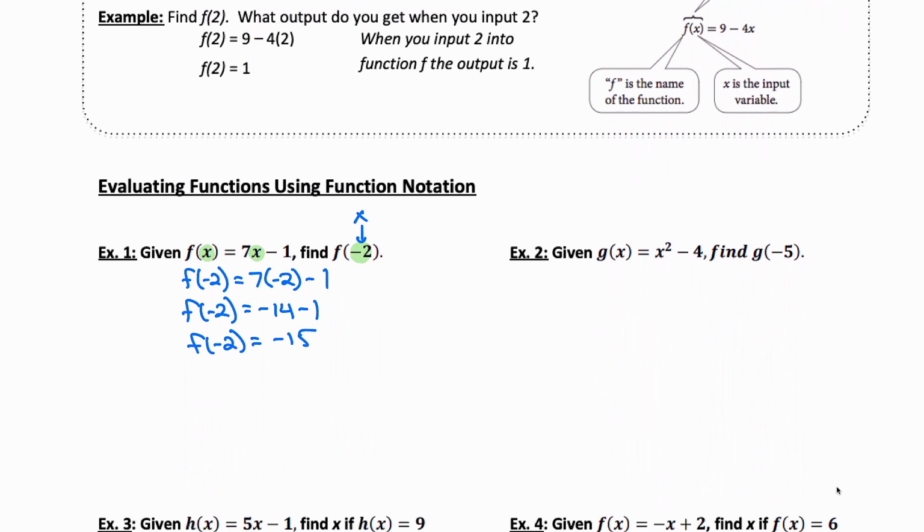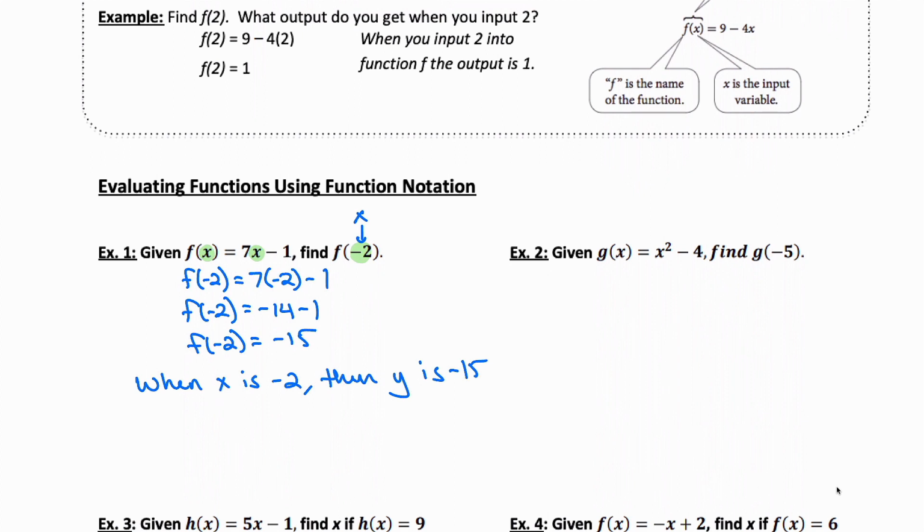When x is negative 2, and you plug it into your f function, then y is negative 15. That's exactly what it's telling you. Okay, it gives you a bunch of information right away. All right, let's try it again.